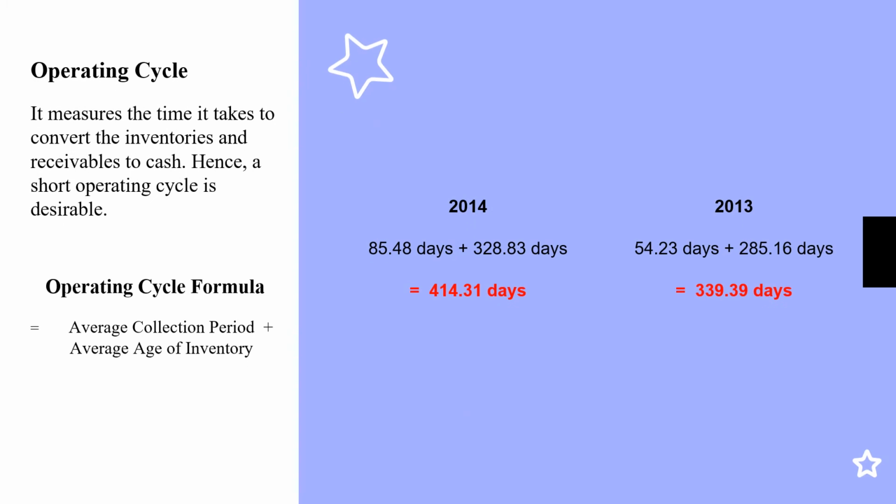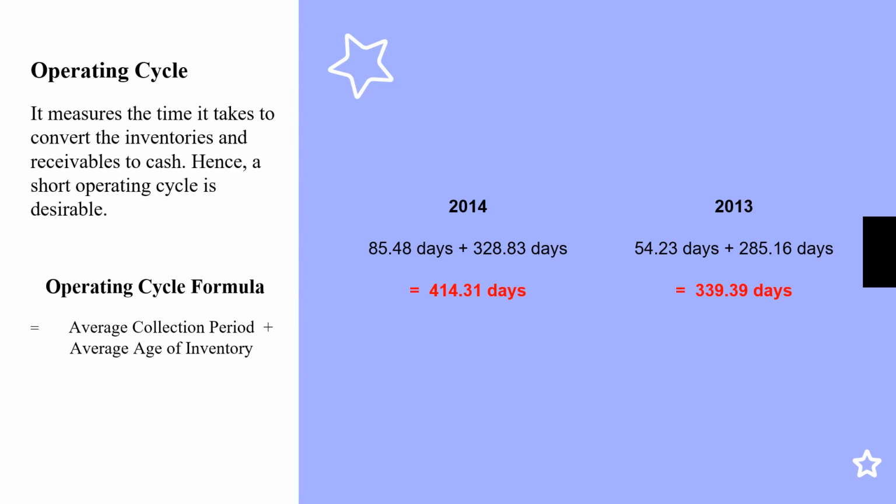Then we have the operating cycle. It measures the time it takes to convert the inventories and receivables into cash. So, kumbaga parang pinagsama na conversion ng ating average collection period tsaka average age of inventory. So, it just simply measures yung haba ng panahon na na-convert yung inventories into receivables and then yung receivables until sa na-collect na siya. So, our operating cycle, the formula is average collection period plus average age of inventory.